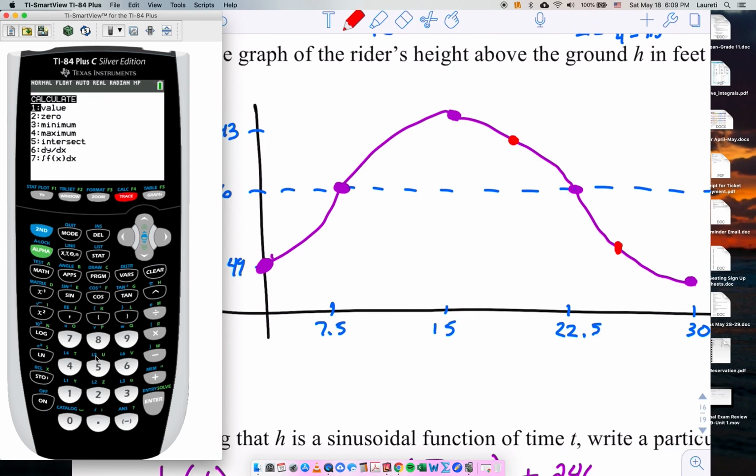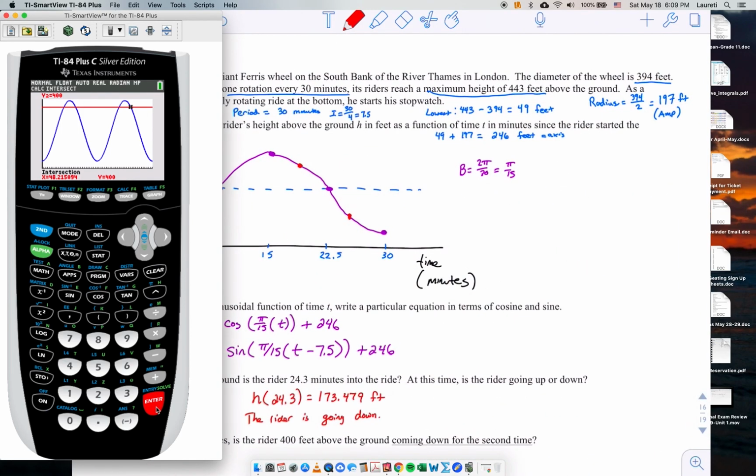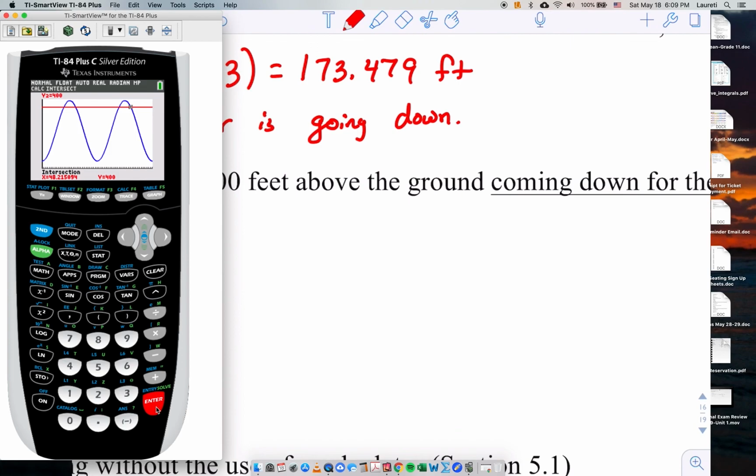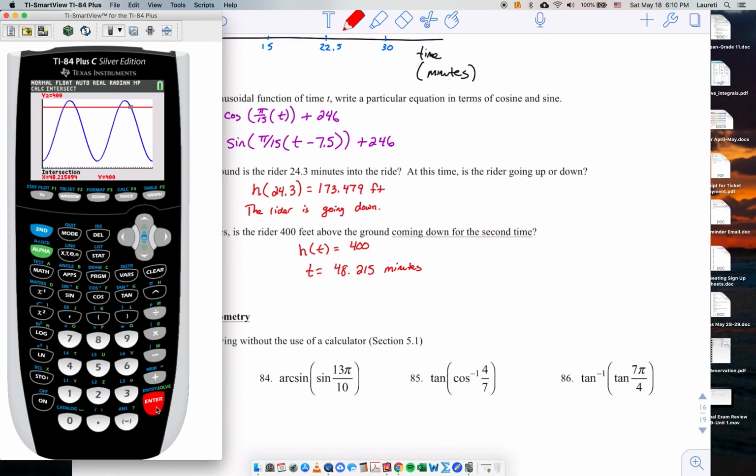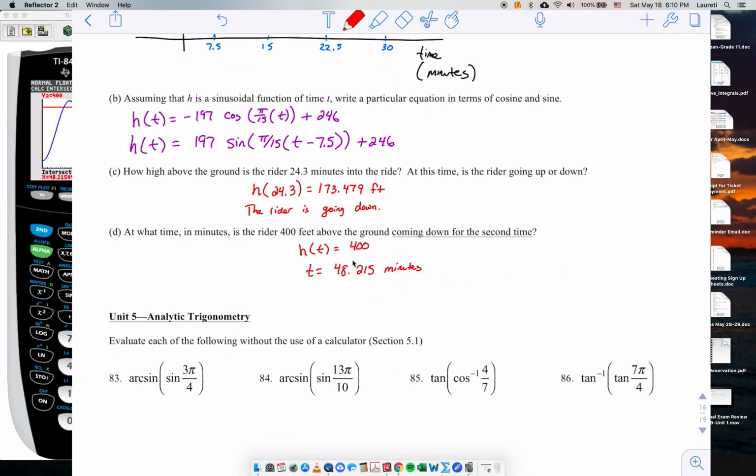So second calc 5. I want to get it close, and I'm going to hit enter 3 times, which is 48.215. So h of t equals 400, so t would be 48.215 minutes. And that is your answer. All right guys, so that is chapter 4.